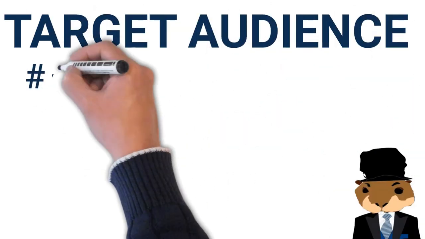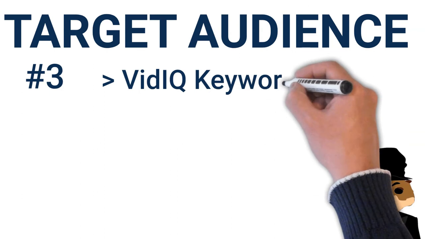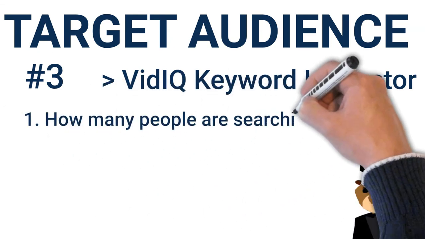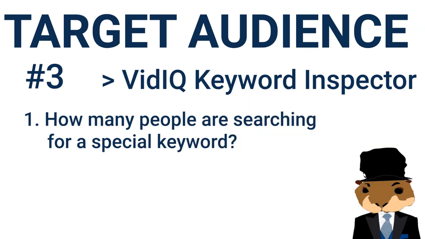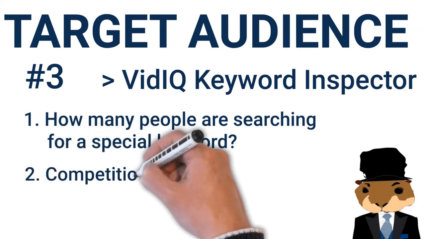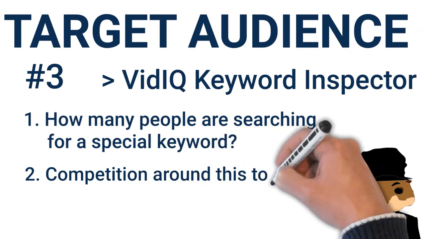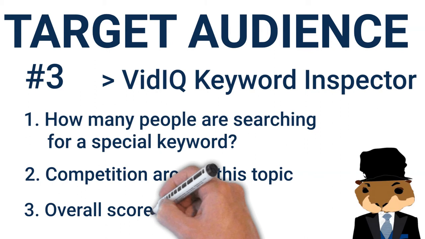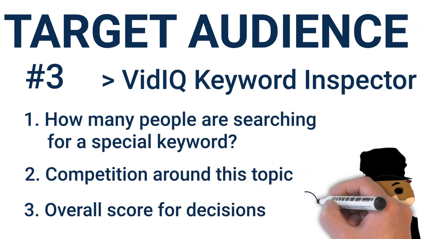Summing up, we can say that the VidIQ Keyword-Inspector is very useful to find our target audience. First, we can analyze how many people are searching for a special keyword each month. This helps us to understand the size of our expected audience. Second, it is possible, with the help of the VidIQ Keyword-Inspector, to find out whether or not there is a lot of competition around this topic. Third, the overall score helps us to decide if it makes sense to make a video about our preferred topic.